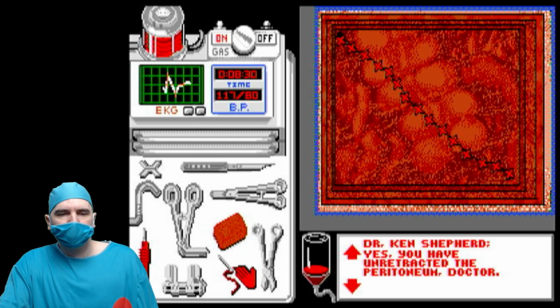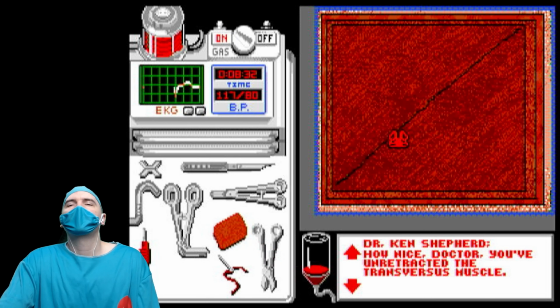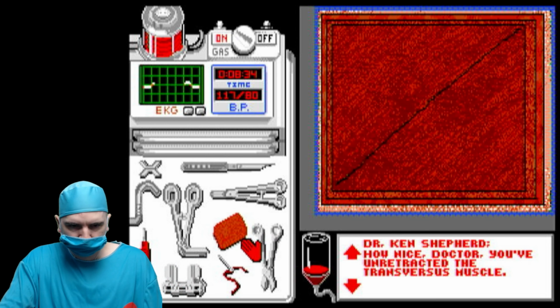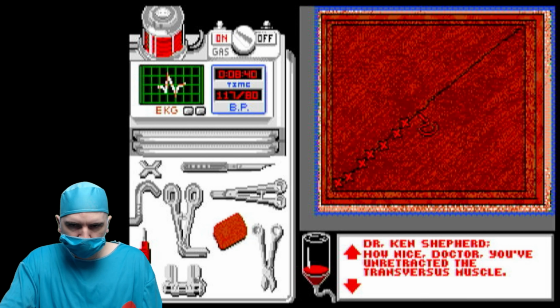Right, put that back. How nice. Doctor, you've retracted the transversus muscle. Go back one more layer. Repeat the process. It's very easy to go a little bit overboard with the stitches.